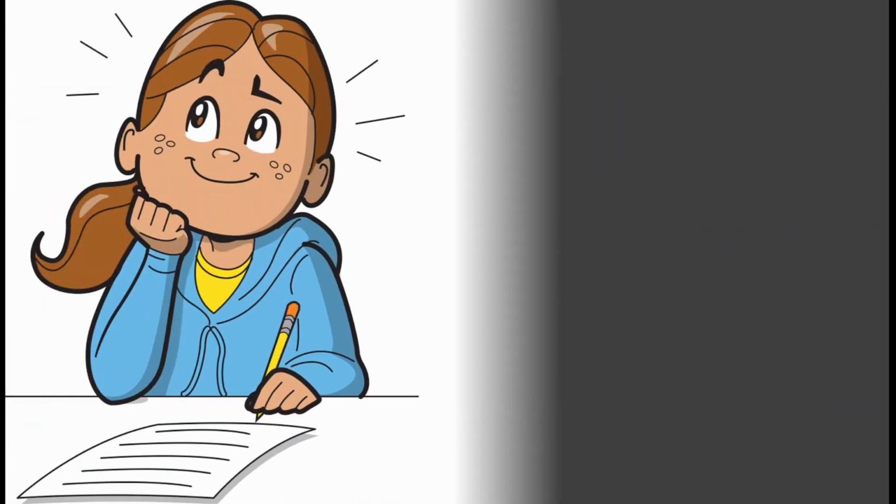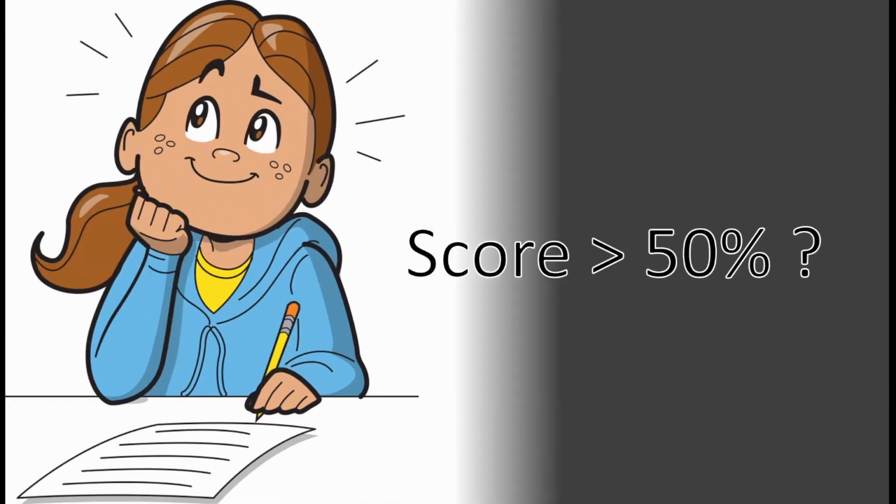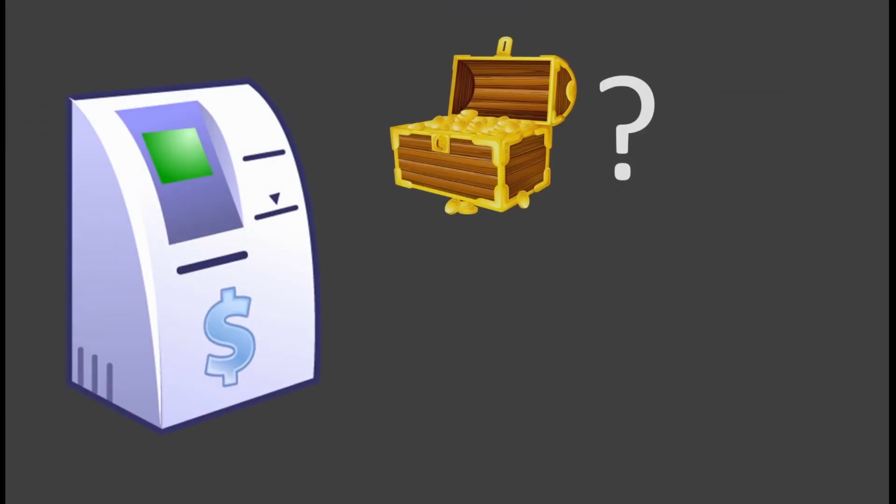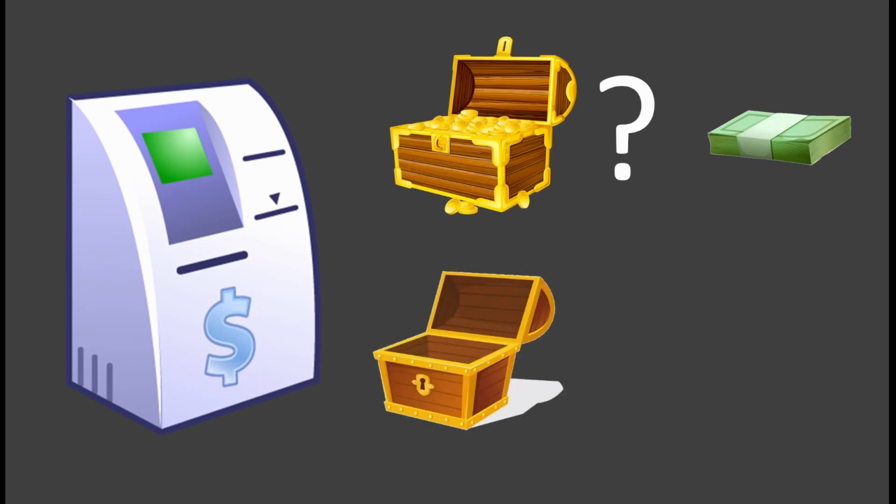Imagine you take a test. If you get above 50%, you pass, otherwise you fail. Here we have an either-or situation and we can use this if-else structure. Or let's say you are trying to withdraw money from an ATM. If you have enough in your bank account, you will receive the money. Otherwise, the ATM will show an error message. Again, one of two things will happen.